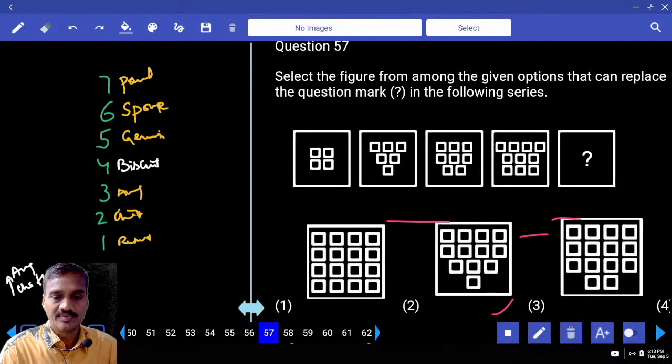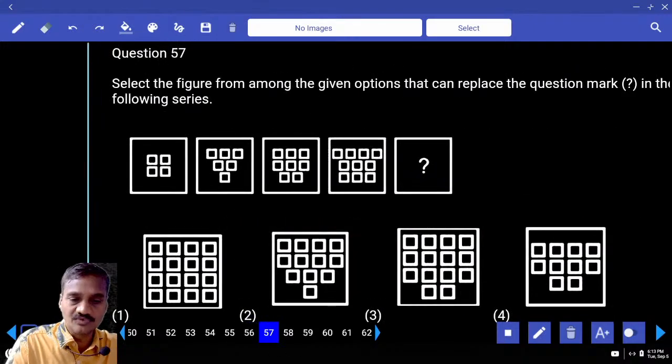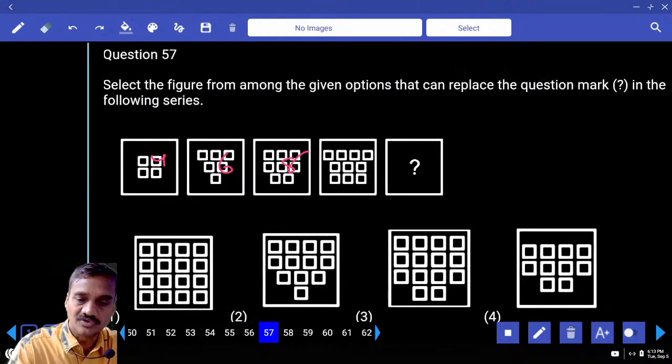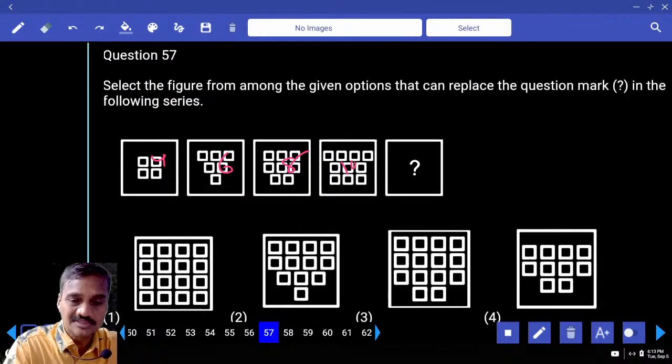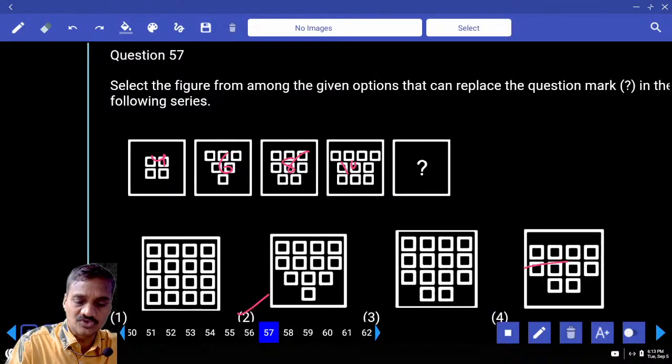Done? Then 57. Now in this question number 57, we need to find out the number of squares. These are 4 and here 6 and here there are 8. 4, 6, 8. Then here there are 10. The next one must be 12. Now we need to have 12 here, among the given choices. And here there are 10. And now 4 plus 4 plus, this is choice 2, question 57.